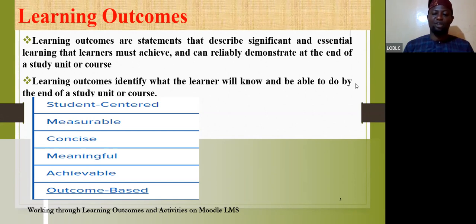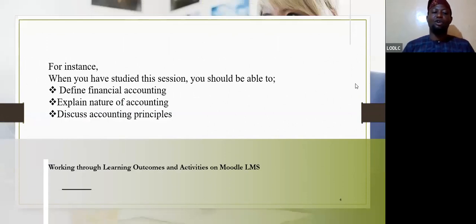I will try as much as possible to showcase a particular course that includes complete learning outcomes. Let's go on. So this is an example of how to structure learning outcomes. When you have a particular course and a particular topic, after you have introduced that course, the next line of action is to give your students the learning outcomes for that topic. So this is an example of learning outcomes. By the end of this session, you should be able to define financial accounting. You should be able to explain the nature of accounting, and you should be able to discuss accounting principles.